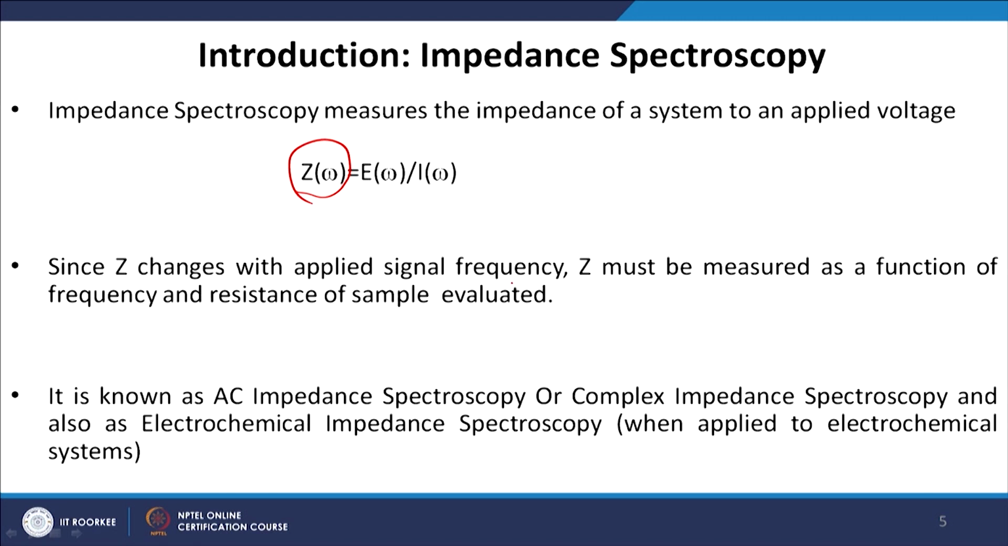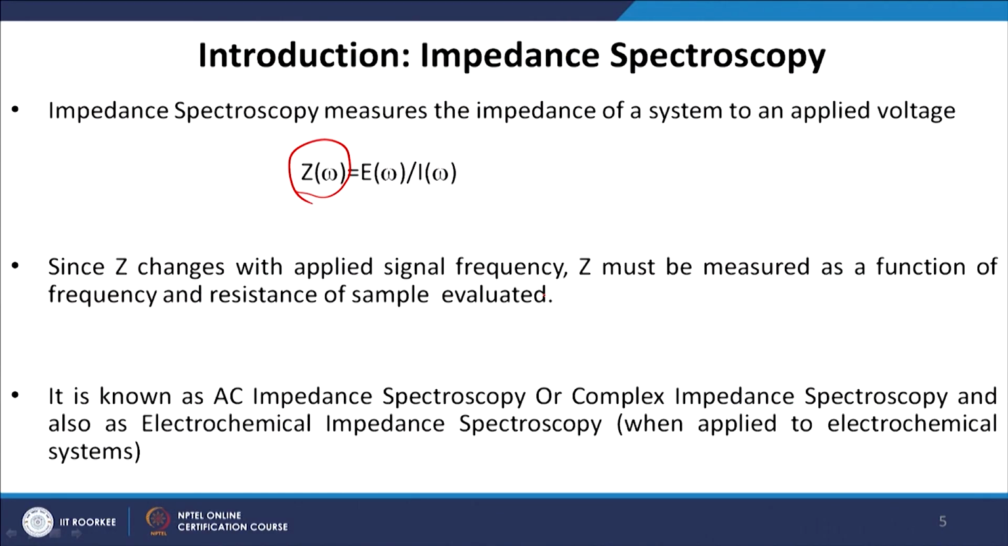Since Z changes with the applied signal frequency, Z must be measured as a function of frequency. So, let us say I have an unknown sample, I want to measure the impedance of that sample. Since the impedance depends upon the frequency, the impedance should be measured as a function of the frequency. So, I will do a frequency sweep and I will measure the corresponding impedance at each and every frequency. This technique is known as AC impedance spectroscopy or complex impedance spectroscopy, and also known as electrochemical impedance spectroscopy when applied to electrochemical systems.